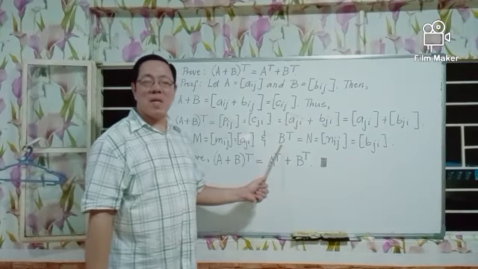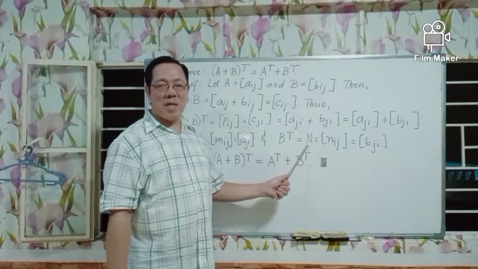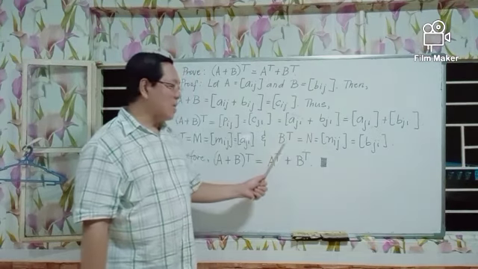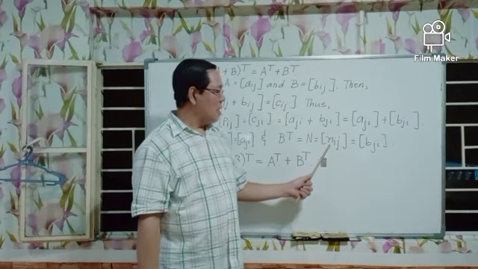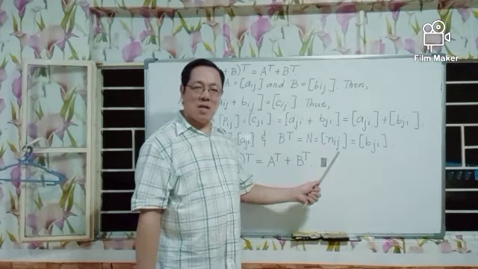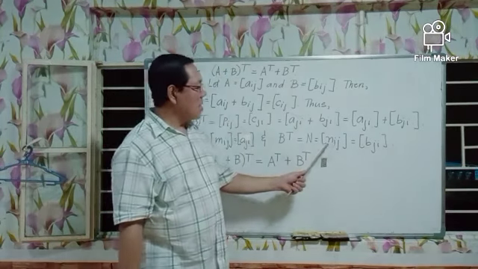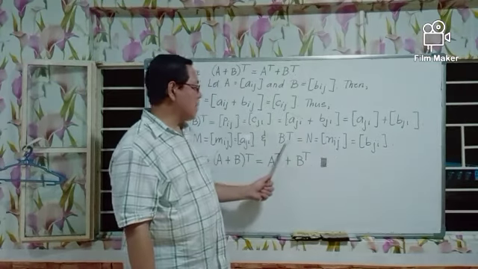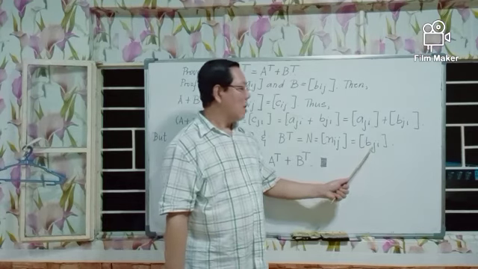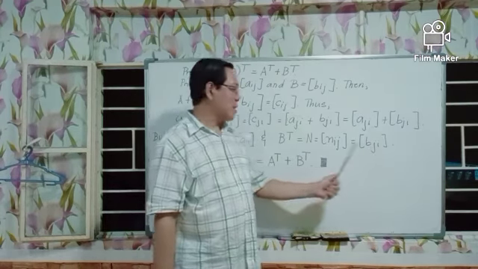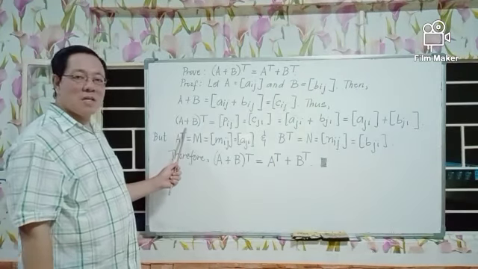Similarly, the transpose of matrix B we denote by capital N, and the entries of capital N, or B transpose, are denoted by N sub ij. But by definition of matrix transpose, the ij entry in B transpose is equal to the entry in the j row and i column of matrix B. Therefore, we go back to this statement.